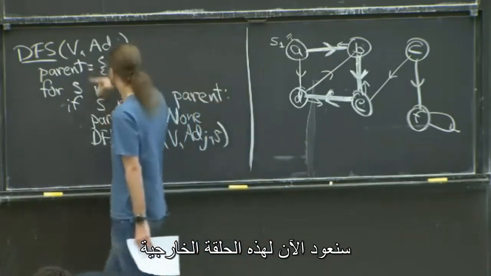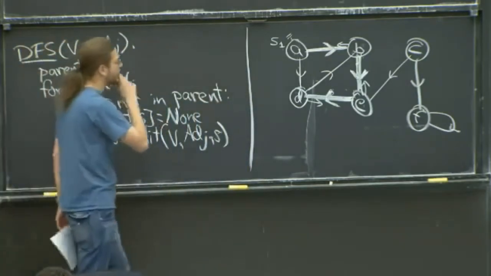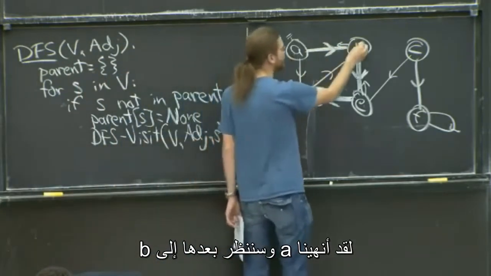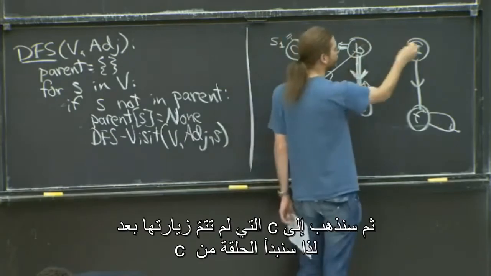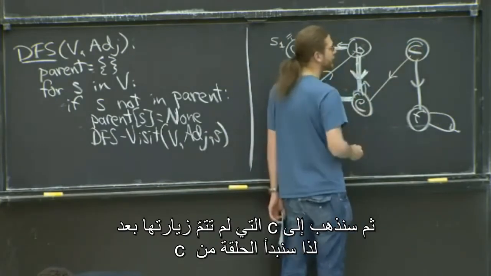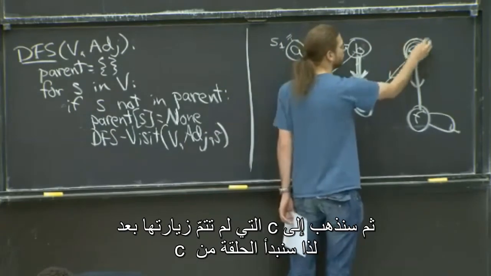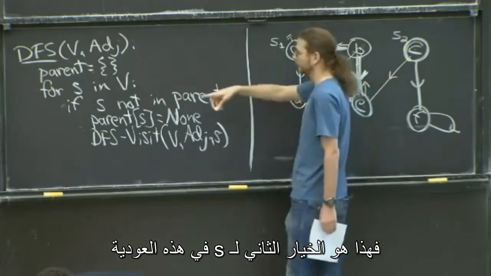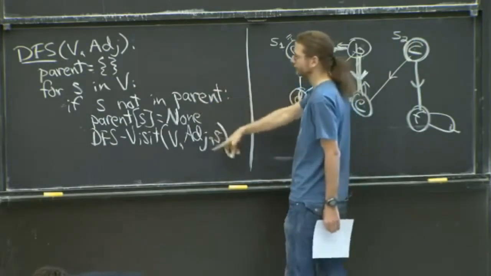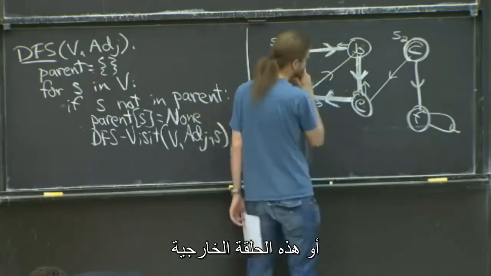Now we go back to this loop, the outer loop. So we did A. Next we look at B. We'll say, oh, B's been visited. We don't need to do anything from there. Then we go to C. C hasn't been visited, so we're going to loop from C. And so this is our second choice of S in this recursion, or in this outer loop.